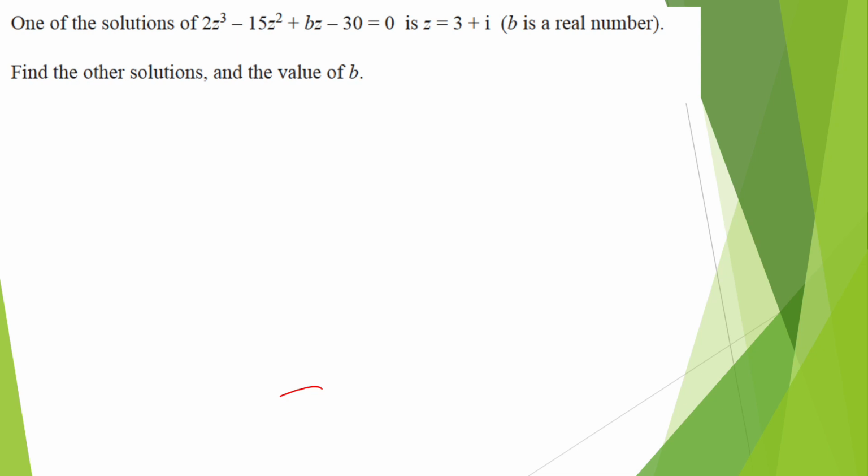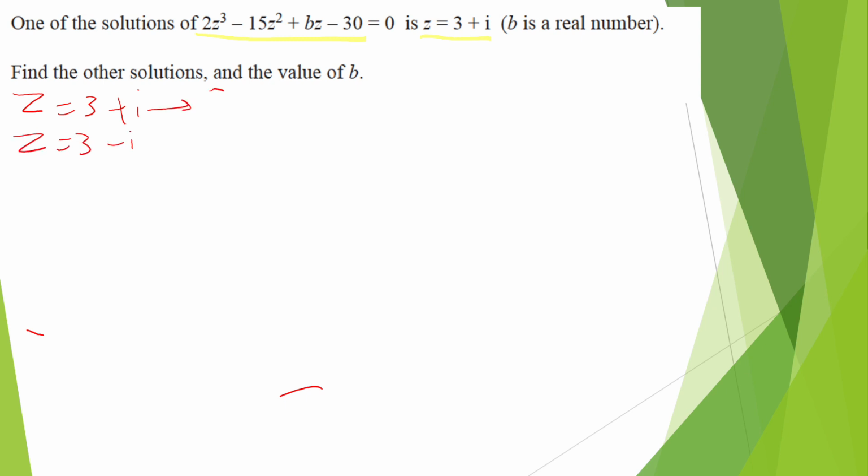So this equation here definitely uses the conjugate root theorem, because a polynomial is given and one of the solutions is given. The polynomial has no i, so there is no imaginary part, but the solution is a complex number, so that means the second solution would be the conjugate of that. So that's the first thing you would write. z equals 3 plus i, so the other solution will be 3 minus i.